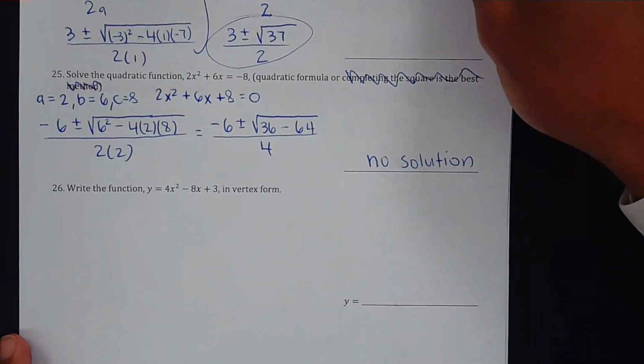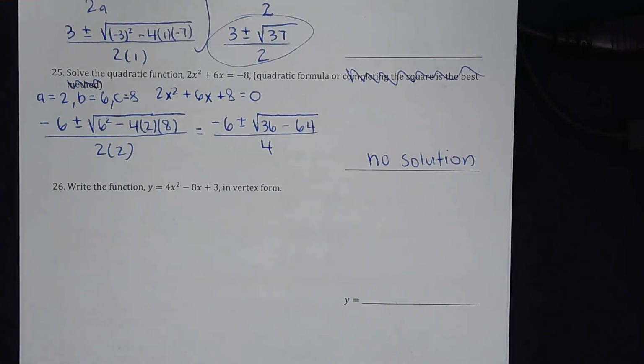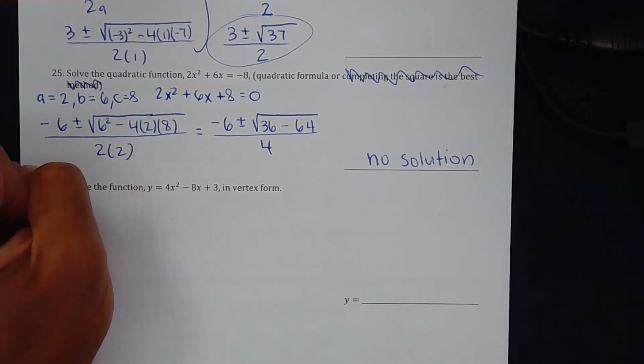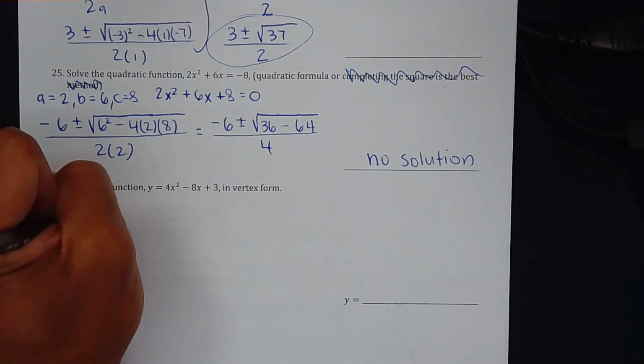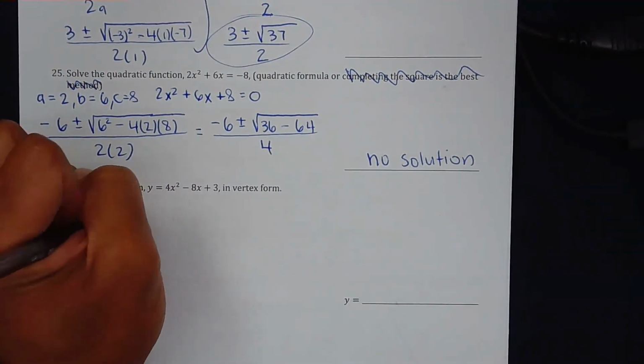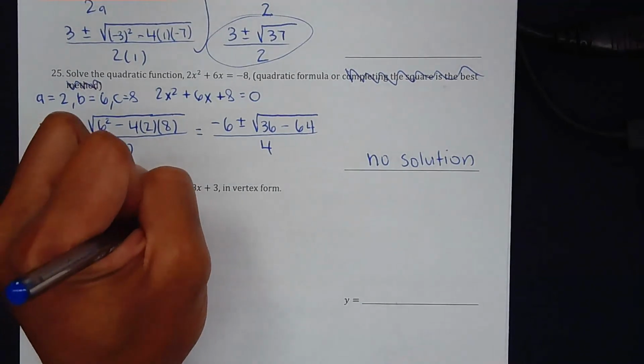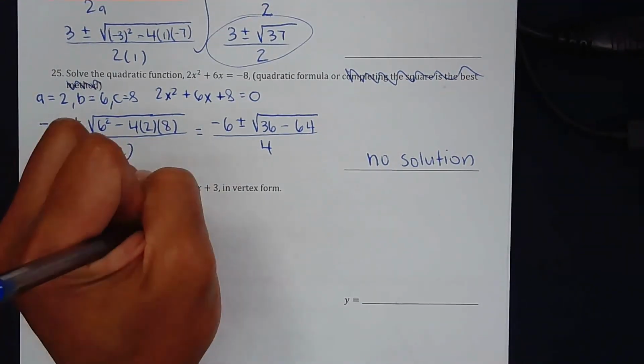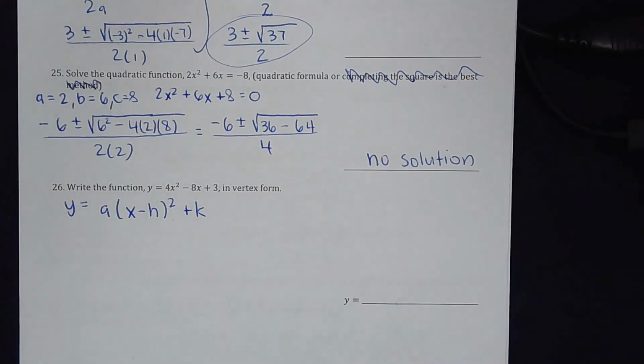All right, 26. Last one. Write the function y is equal to 4x squared minus 8x plus 3 in vertex form. All right, remember our vertex form is in the form y is equal to a x minus h squared plus k. So we want to go ahead and get it in that form.